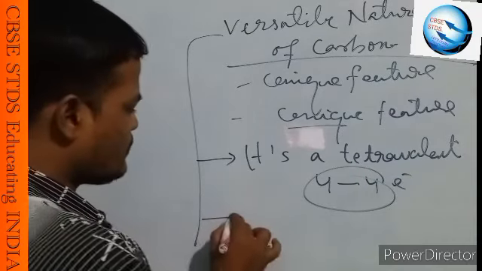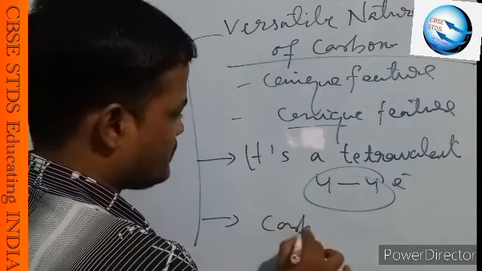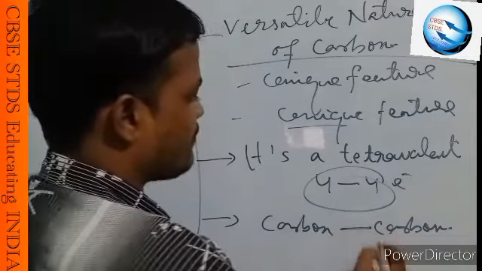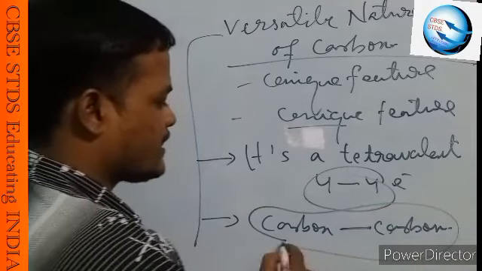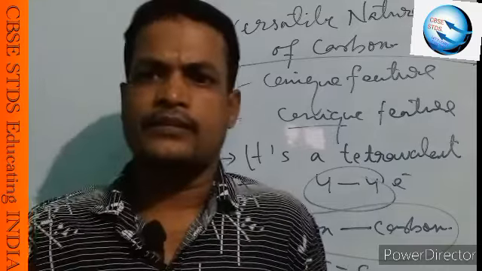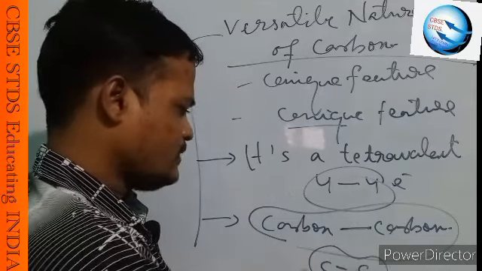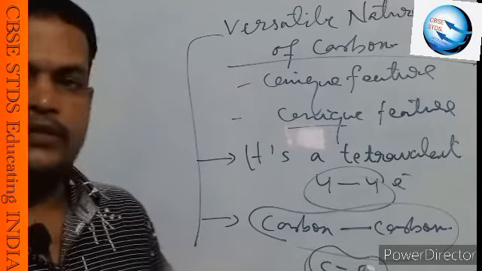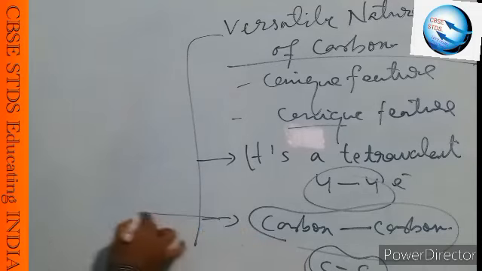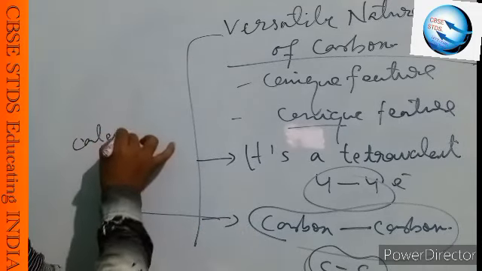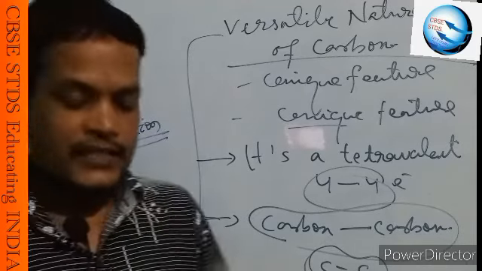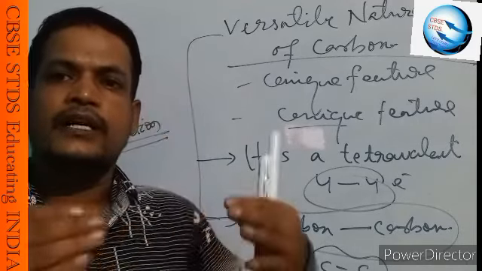Catenation property. The most important property is that carbon to carbon, they can bond with itself, forming a long chain. Carbon to carbon bond, it is a unique feature. By this way they can form long chains. This chain formation property of carbon is called catenation. A question may ask, what is the catenation property of carbon? Catenation property of carbon is that carbon can form long chains with carbon-carbon linkage.